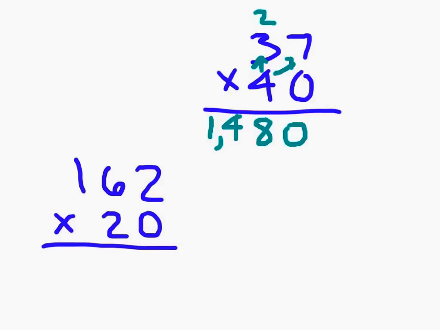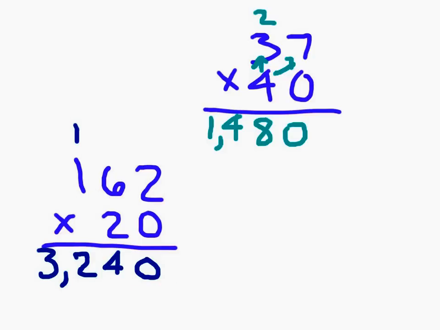162 times 20. Alright, I'm dealing with 20. I have to place that magic 0. Because we're dealing with 2, which is in the tens place, that 2 is worth 20. Now we just take 162 times 2. We go step by step. 2 times 2 is 4. 2 times 6 is 12. 2. Regroup the 1. 2 times 1 is 2. Plus 1 is 3. And I always like to place my commas. Read the whole problem with me. 162 times 20 is 3,240.